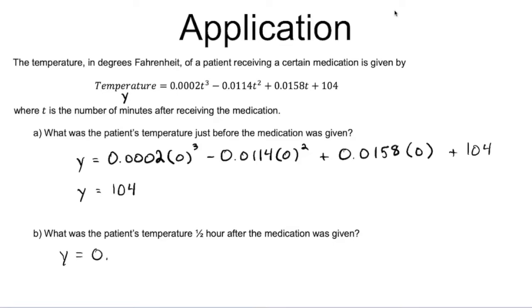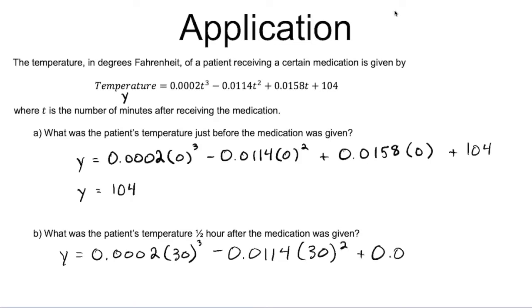And again, 0.0002 times 30 cubed minus 0.0114 times 30 squared plus 0.0158 times 30 plus 104. Now, hopefully you have a good calculator, because in this case, you are not expected to solve this without your calculator.